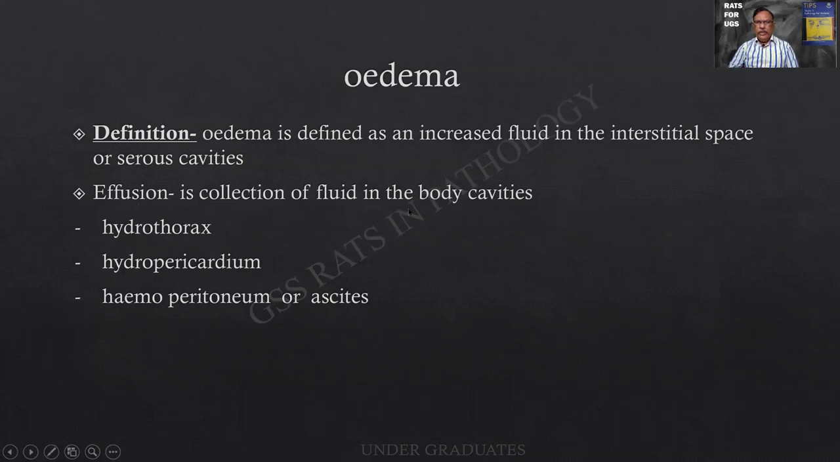Effusion, on the contrary, is just a collection of fluid in the body cavities. They are two different terms. And effusion means it can be a hydrothorax within the pleura, hydropericardium within the pericardial sac, hemopericardium or ascites in the peritoneal cavity.